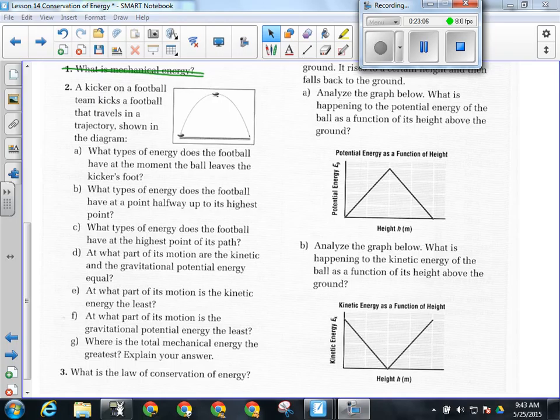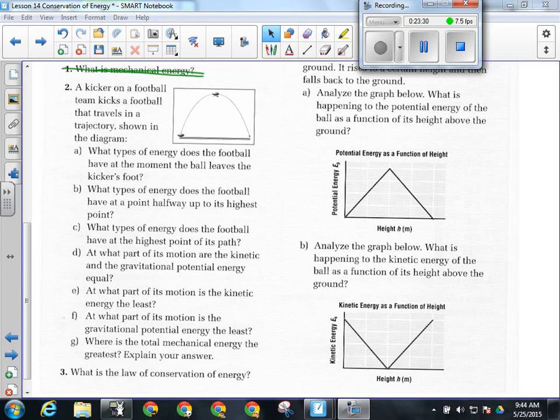So what types of energy does the football have the moment the ball leaves the kicker's foot? So we're going to assume that he's kicking it off the ground. He's just place kicking, kind of a thing. What kind of energy would it have the moment it leaves the kicker's foot? It would be almost entirely what? Kinetic. Yeah, that would be where it's actually moving the fastest.